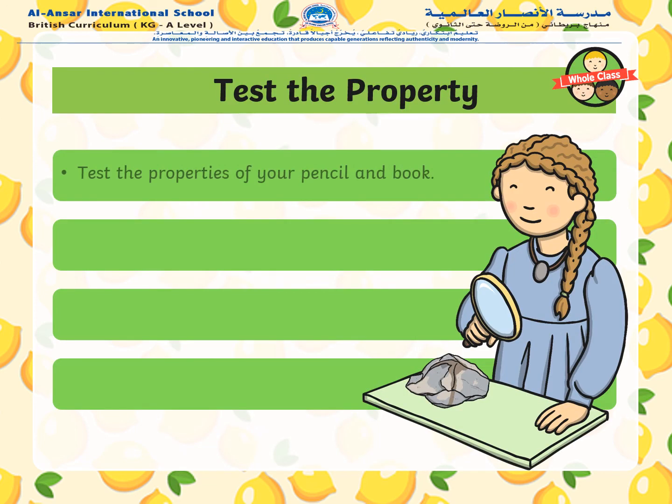Well done. Last one. Test the property of your pencil or your book. Come on, let's do this one. Take out your pencils. Check the property. Test it. Try to stretch it. Try to roll it. Feel it. Use your senses. Do the same with your book also. What did you find out? How do they feel? Did anything surprise you? Give me the reason why you were surprised. Or did you learn something new by testing out these two materials?